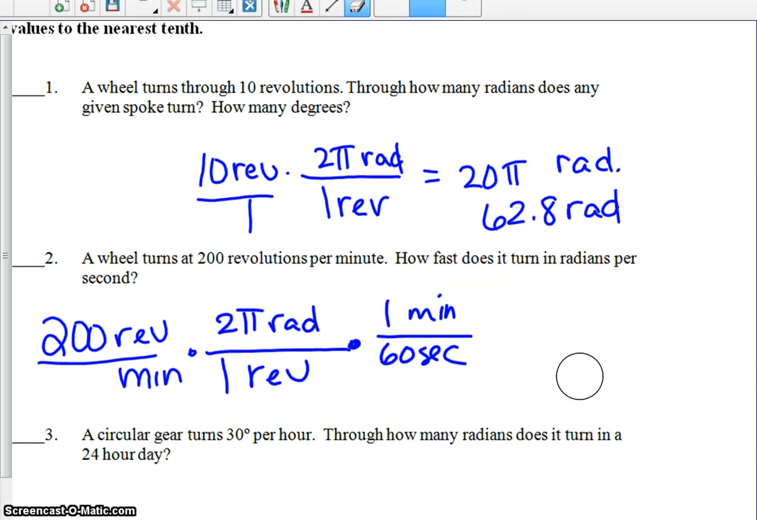And so my answer here in the end is going to be, I need to get my calculator and take 200 times 2 times 3.14 and divide it by 60. My answer is 20.9333, and that was radians per second.